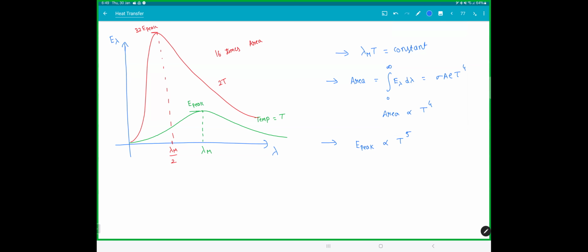So the graph will shift to the left, so you'll get much higher energy at lambda m by 2. So area at T by area at 2T will be 1 by 16. E peak at T by E peak at 2T will be 1 by 32. Important graph. You should definitely know this. You can expect this in mains or BITS or some exam. Is this making sense?